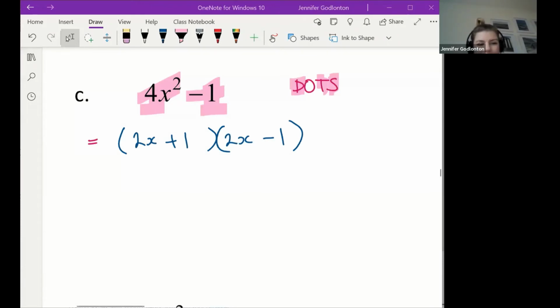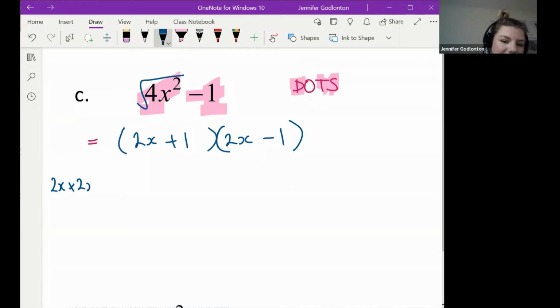Fatu, how can I help? Okay, so it's 2x because I'm square rooting this. So I'm saying, what's the square root of 4? That's 2. What's the square root of x squared? That's x. That's how I get the 2x. Because if I had 2x times 2x, I would get 4x squared, which means that the square root of it is 2x.